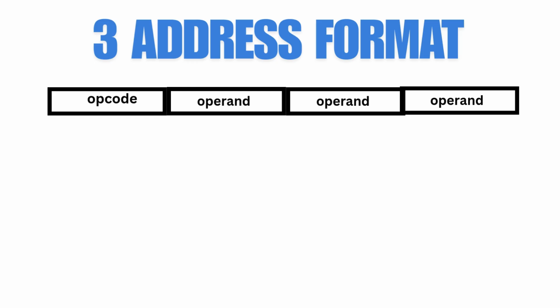In a 3-address format, an instruction contains 3 operands, 2 source operands, and 1 destination operand. The result is stored in a separate destination register, preserving the original values of the source operands. This format provides more flexibility since no operand is overwritten, but it typically requires larger instruction sizes due to the need to specify 3 addresses.